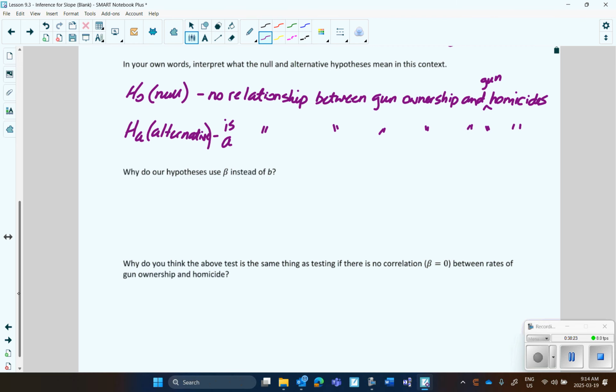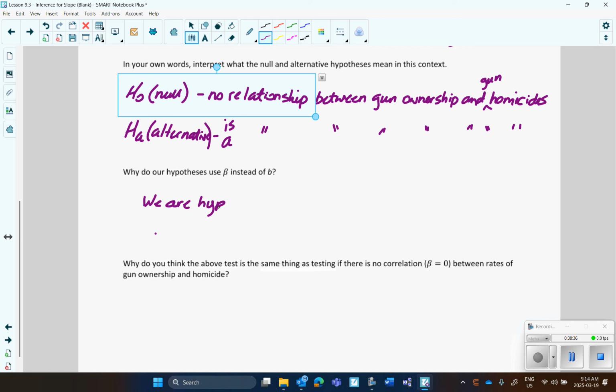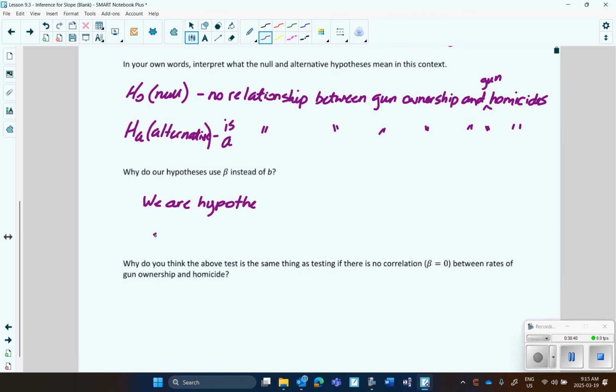So why do we use the population parameter instead of the sample? Because we are hypothesizing about the population. We don't know about the population. We don't have to hypothesize about the sample because we know everything about the sample.